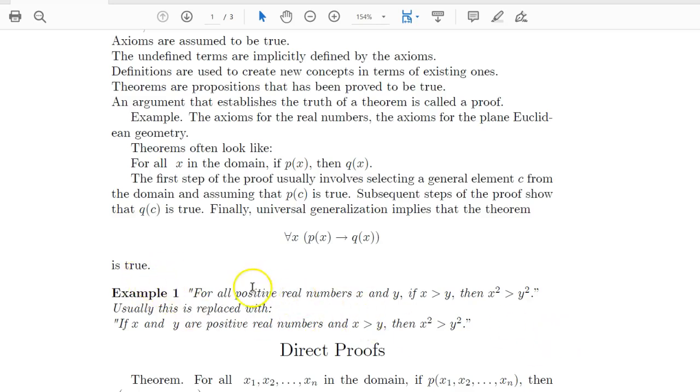An example of a theorem is this: for all positive real numbers x and y, if x is bigger than y, then x squared is bigger than y squared. Usually, this is replaced with the following: if x and y are positive real numbers and x is bigger than y, then x squared is bigger than y squared. And we understand the same theorem.